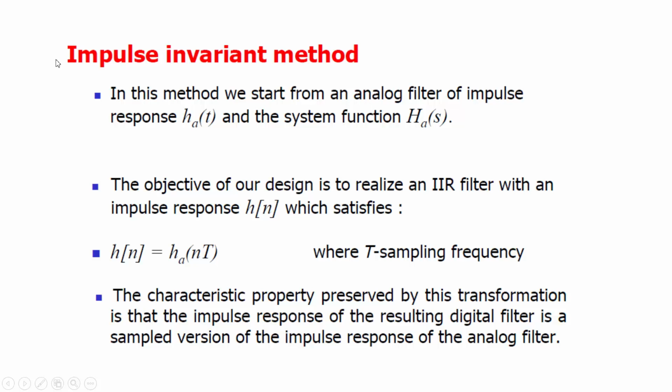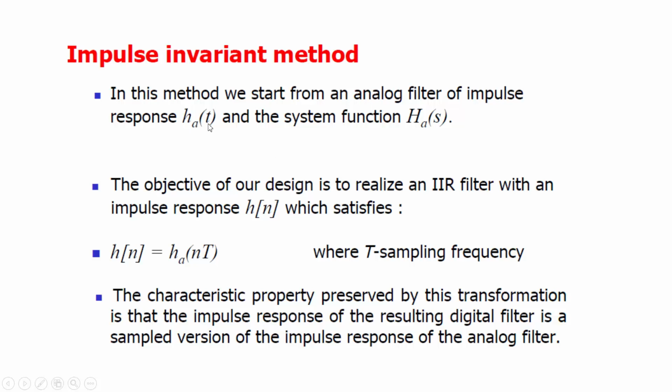Now, the first technique that we will do for this IIR filter design is the impulse invariant method. In this method, we start from an analog filter. Of course, we start from the analog filter impulse response or the system function. The impulse response of the analog filter will be denoted by h_a(t), and the system function in the S domain will be denoted by H_a(s). If the impulse response is directly given, then there is no problem. If the system function is given in the S domain, then we must apply the inverse Laplace transform to get the impulse response of the system, right?